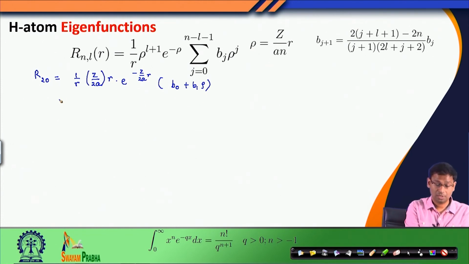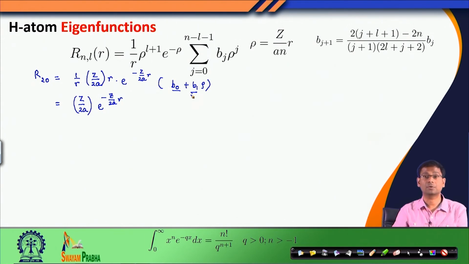So, now I see here r and r will cancel out. So, I have z over 2a e to the power minus z by 2a r, and then I have this B0 plus B1 rho. How do I get this B0 and B1?